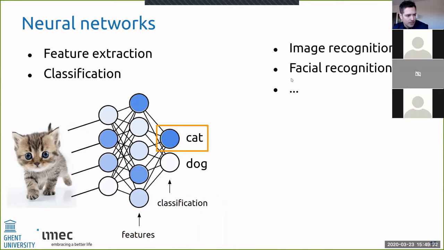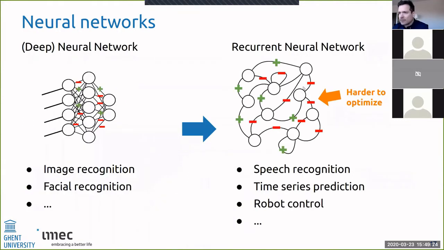But the network in the previous slide is not the only story. So, for example, what do we want to do if we want to recognize time-dependent data? Well, if we want to solve tasks like speech recognition, time series prediction, robot control, autonomous driving, or actually basically any telecom-related task, you need some kind of feedback in your system.